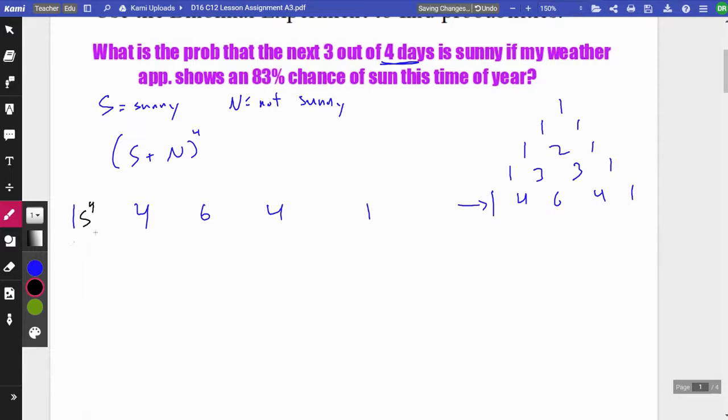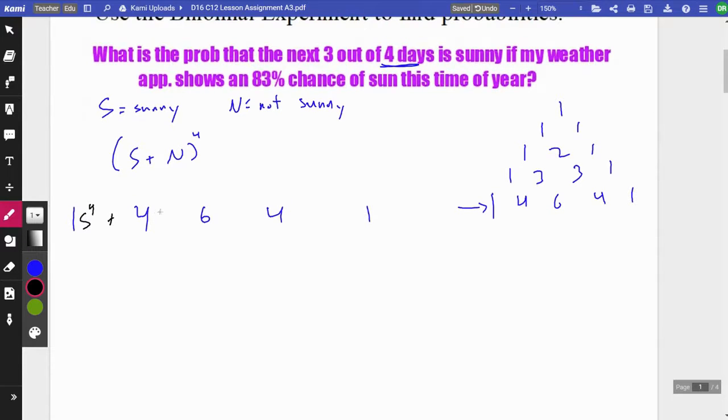There's only one way for that to happen. And there are 4 ways for it to be sunny 3 days, and not sunny 1 day. There are 6 ways for it to be sunny 2 days, not sunny 2 days. Okay, and you can see the pattern here, same pattern.